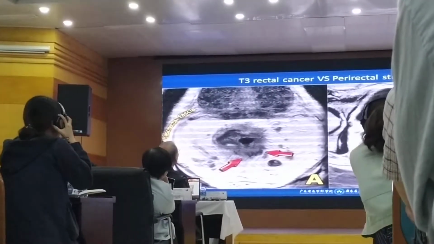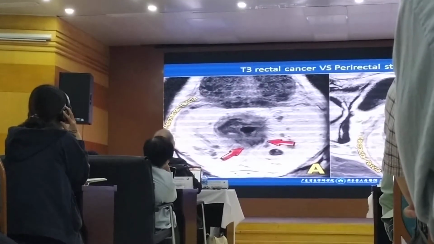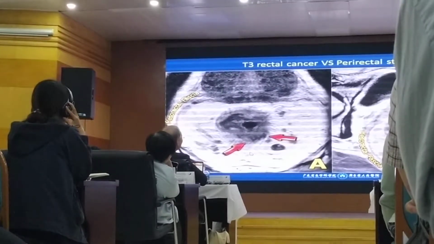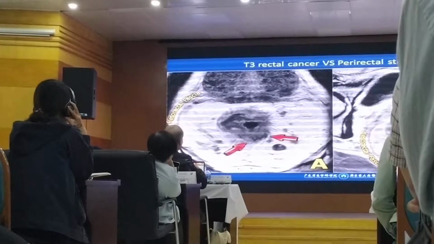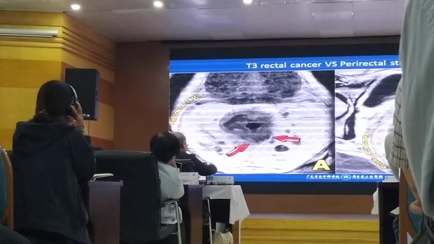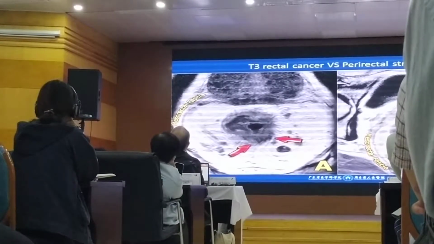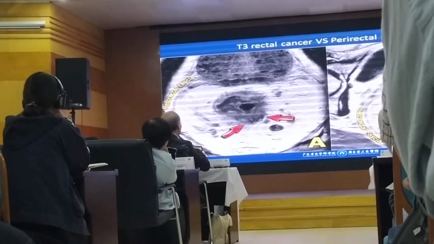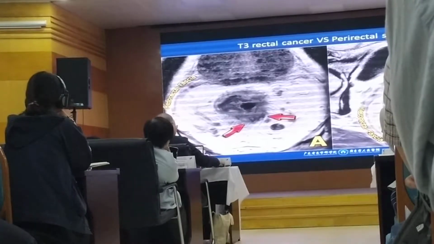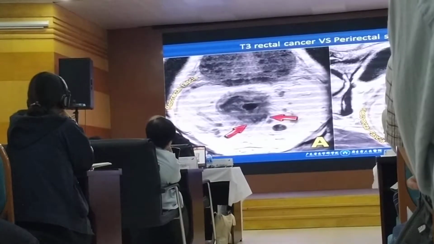Here we can see two patients. This patient, the tumor is divided into the perirectal tissues, and for this patient we can see the stranding, but the tumor is only limited in the bowel wall. So this patient is only T2.